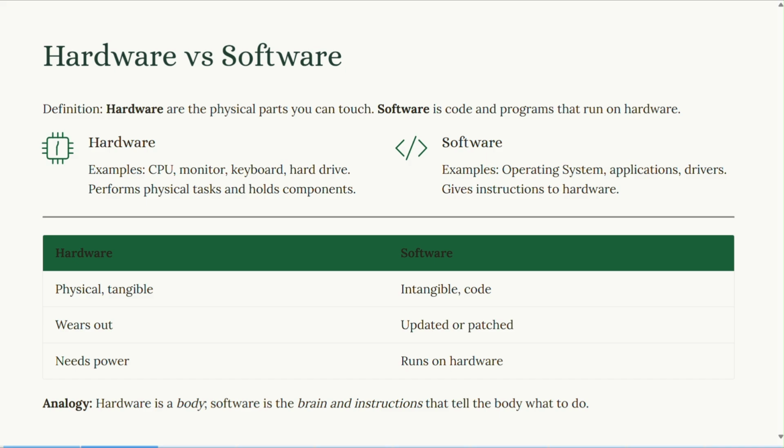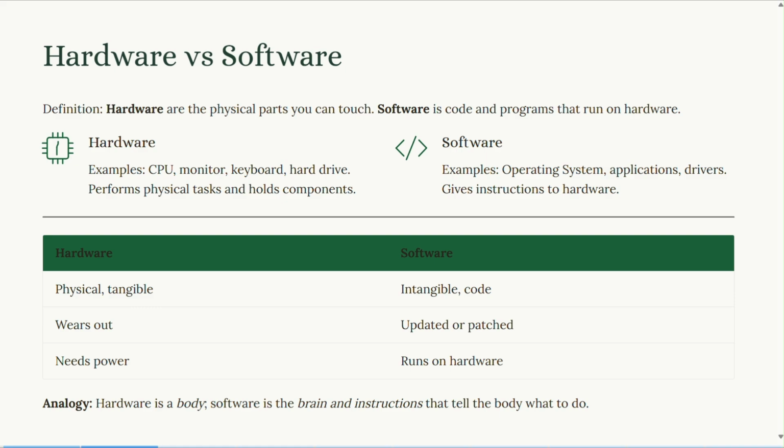Slide 1, Hardware versus Software. Before we learn how a computer works, we first need to understand what it's made of. Every computer has two essential parts, hardware and software. Let's start with hardware. Hardware refers to all the physical components of a computer that you can see and touch. Your keyboard, mouse, monitor, motherboard, RAM, hard disk, and CPU are all examples of hardware. If you buy a brand new laptop today, everything inside that laptop is hardware.